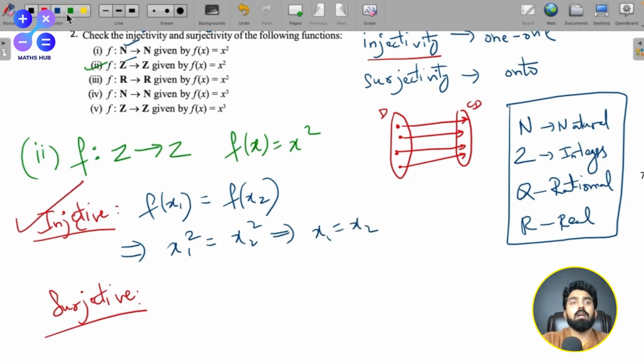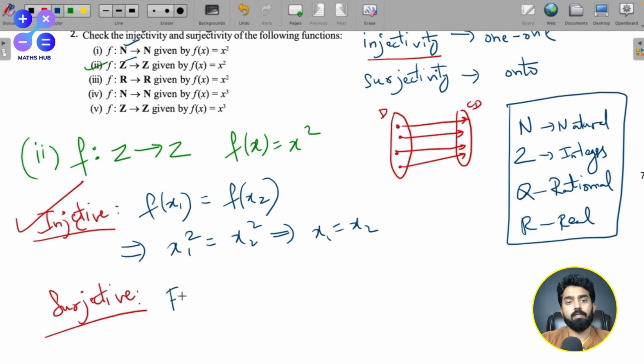So for every element that is an integer, you can always find another value which will be equal to its square. For every integer you have, you'll always have a square. In the domain of integers, the square of an integer is always an integer. So of course, it's true.